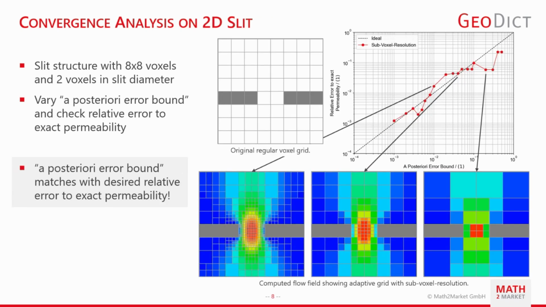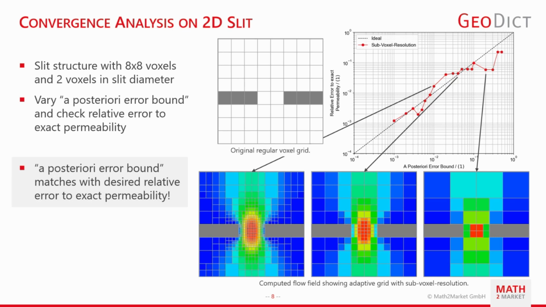Let me also show you another example where you can see more of what happens here. We have a slit structure with 8 × 8 voxels, and we also have a slit with 2 voxels in diameter, and we do the same experiment. So I prescribed some errors, and then I measured what accuracy I actually got.